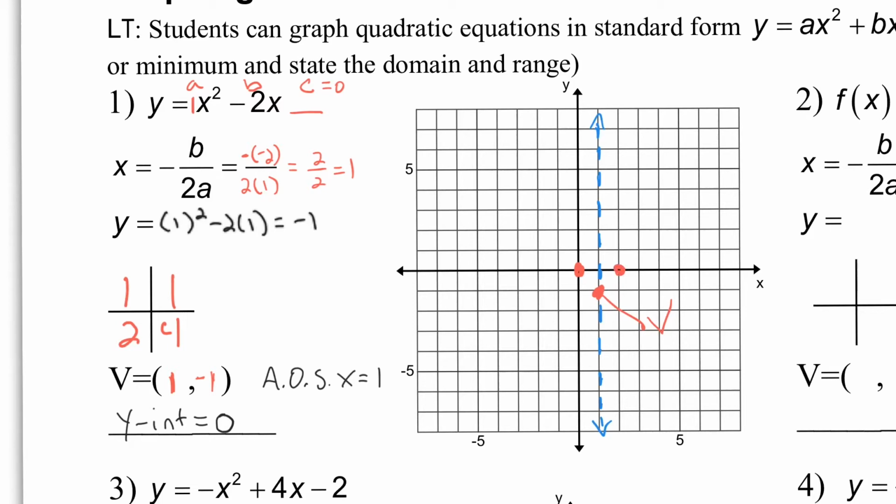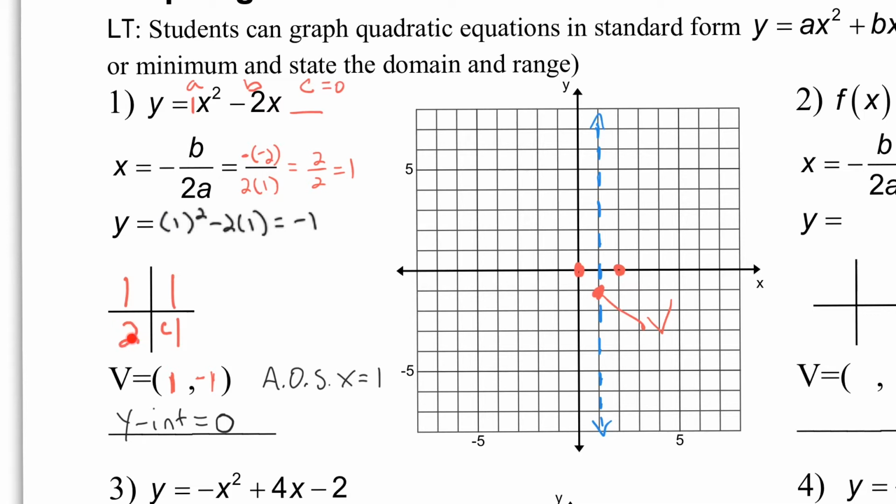Now, if you guys notice, we have reflections right here. Notice that these 2 points are reflections of each other. If you think about the axis of symmetry like a mirror, these are reflections of each other. They're the same distance from the axis of symmetry. 1 unit, 1 unit.